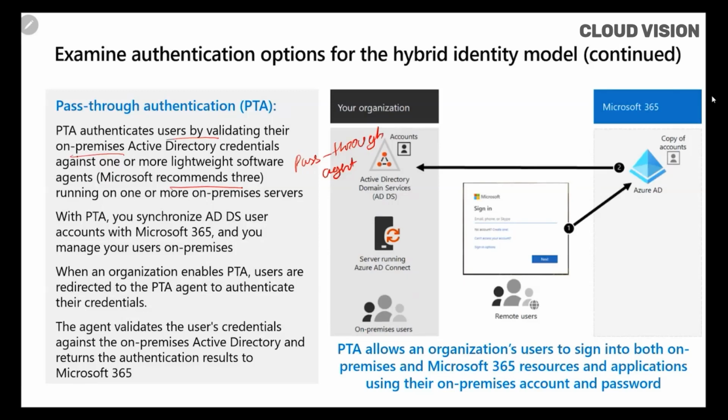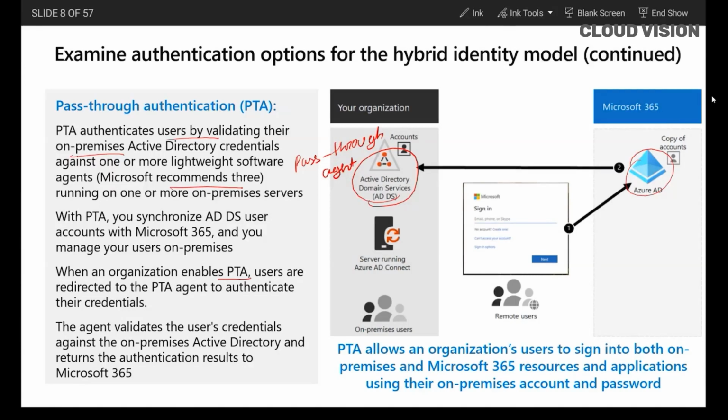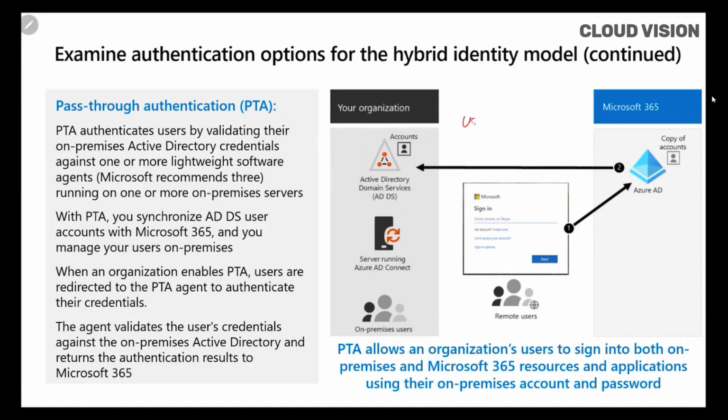Now with PTA, you can synchronize ADDS user accounts with Microsoft 365. You manage your users on-premise. When an organization enables PTA, users are redirected to PTA agent to authenticate their credentials. Instead of Azure Active Directory performing the authentication, it is now performed by your on-premise Active Directory. So in this case, we are only synchronizing usernames to the cloud. We are not synchronizing any sorts of passwords, either in plain text or in hash value.